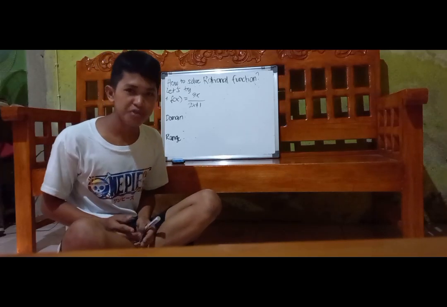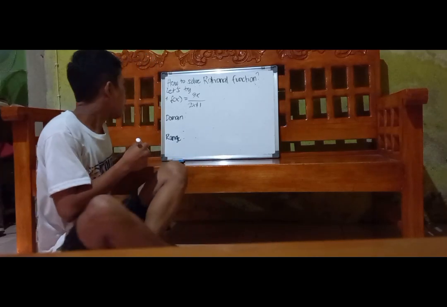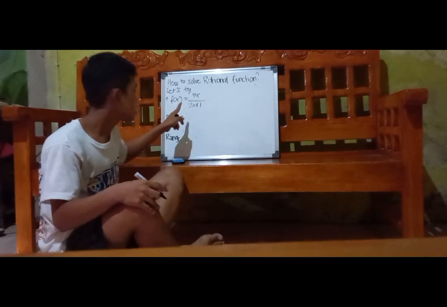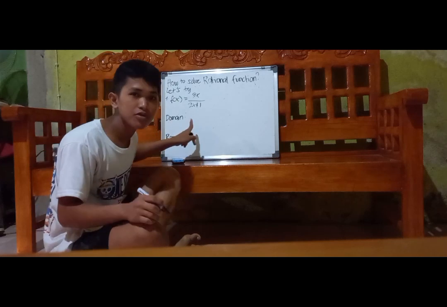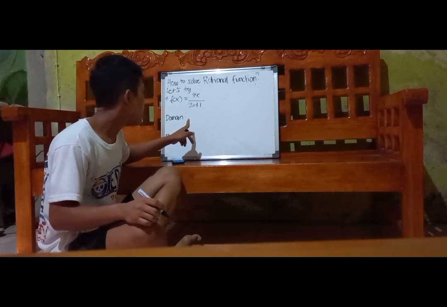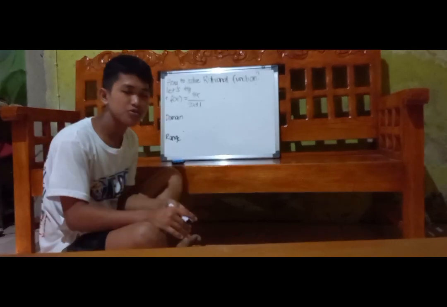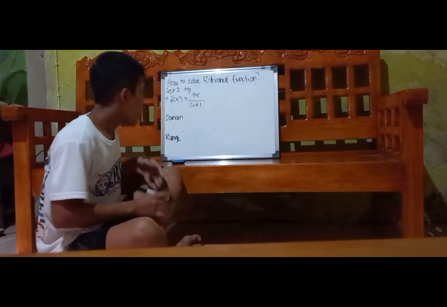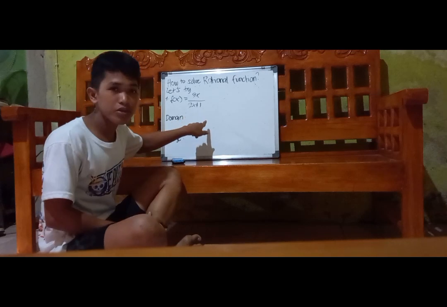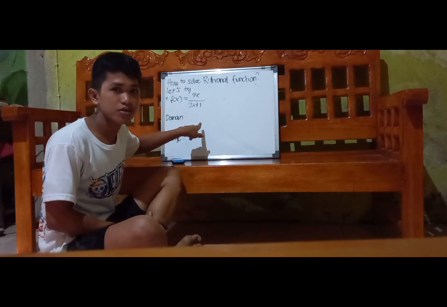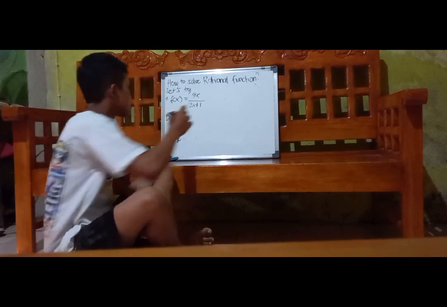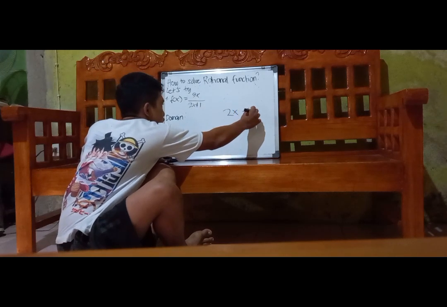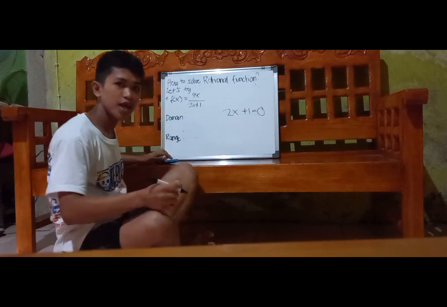And now, let's try. This is an example of a rational function. And now we're going to find the domain. How are you going to find the domain? First, you must equate the denominator to 0, which means 2x plus 1 is equal to 0, like that.